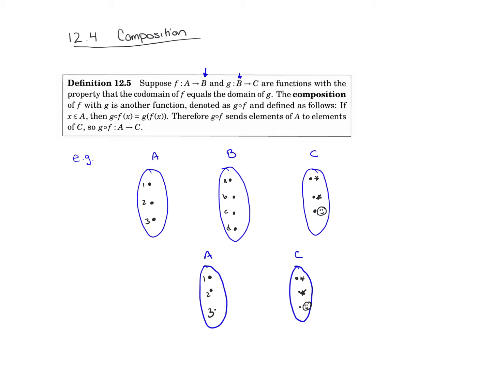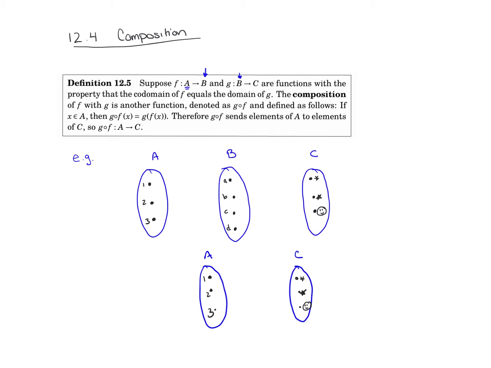and it's defined by, given some x in A, so we're starting with something in A, we first do f to that x, and then we do g. So g compose f of x is g of f of x. So it sends elements from A all the way to C. So let's look at some examples here.